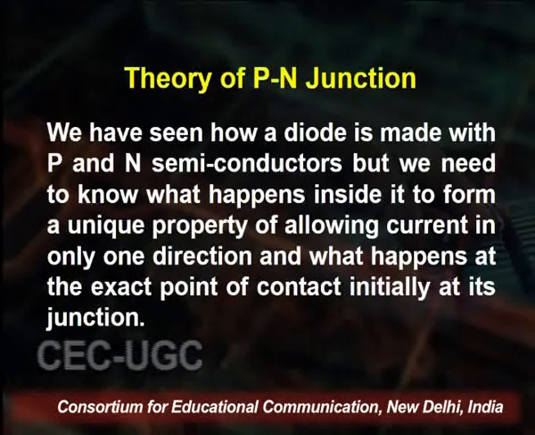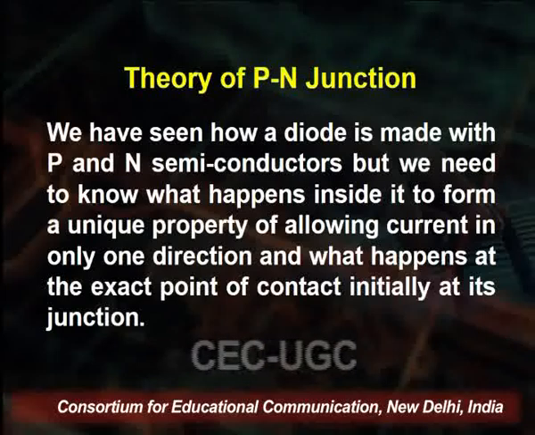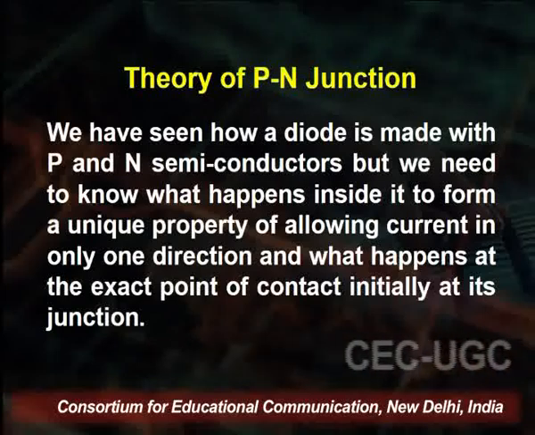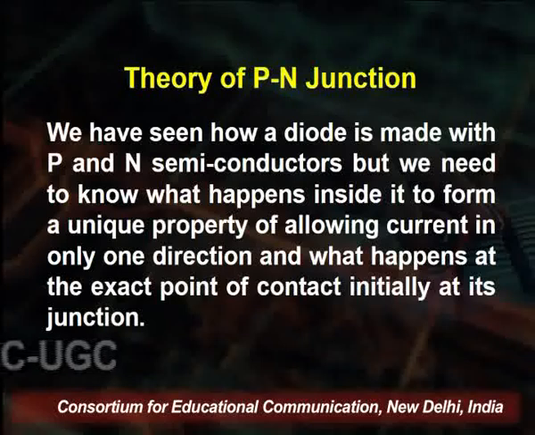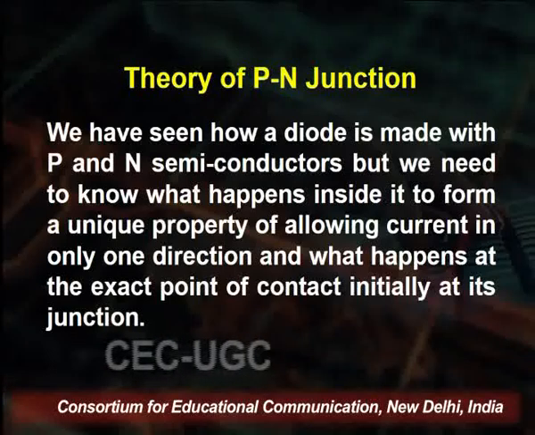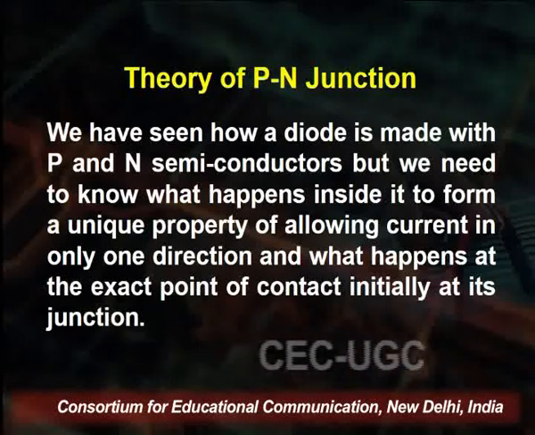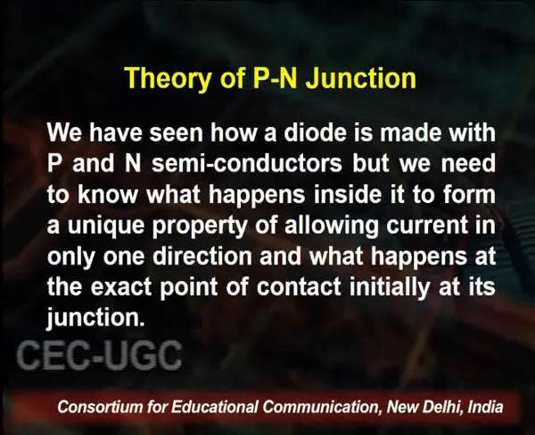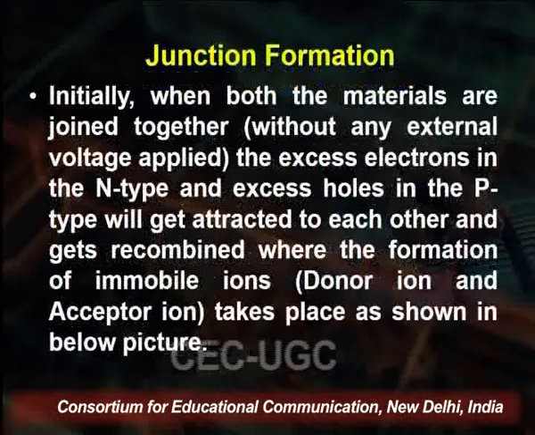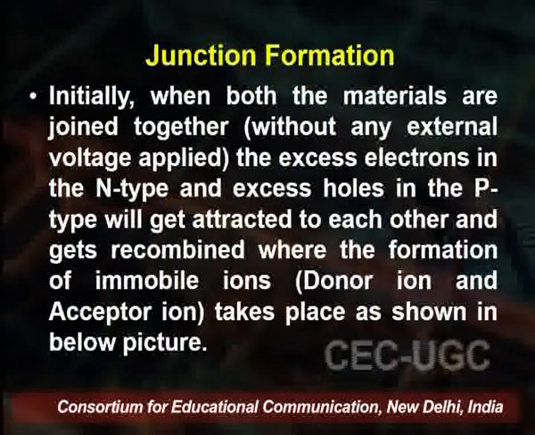We have seen how a diode is made with the p-n semiconductor, but we need to understand what happens inside it and what are the unique properties allowing it to flow current in one direction. What happens exactly at the point of contact, initially at its junction? So how does it work? First we discuss the junction formation.